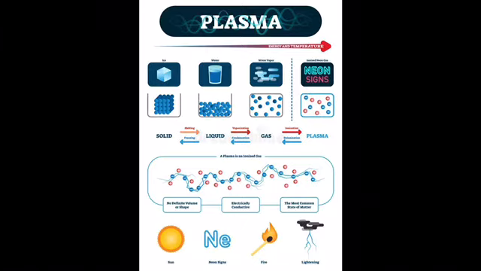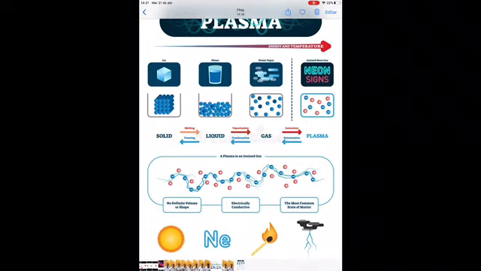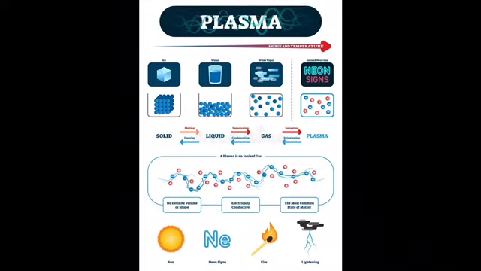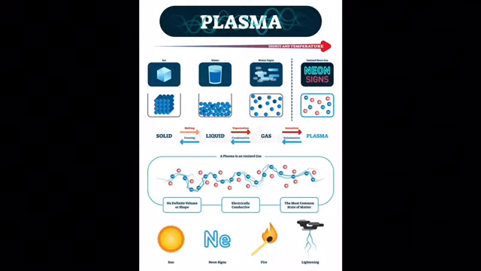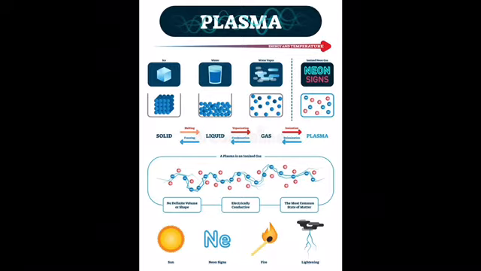The most common states of matter are the ones that you see below. The sun, the neon signs, the fire, and the lightning, okay? Those are some of the most common places where the plasma will appear, okay?